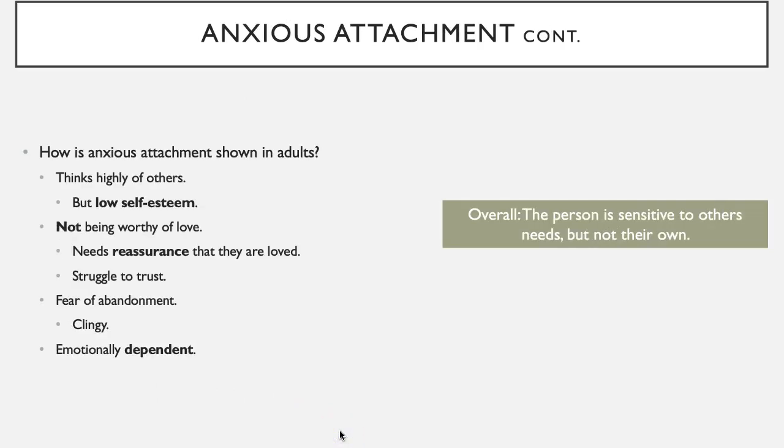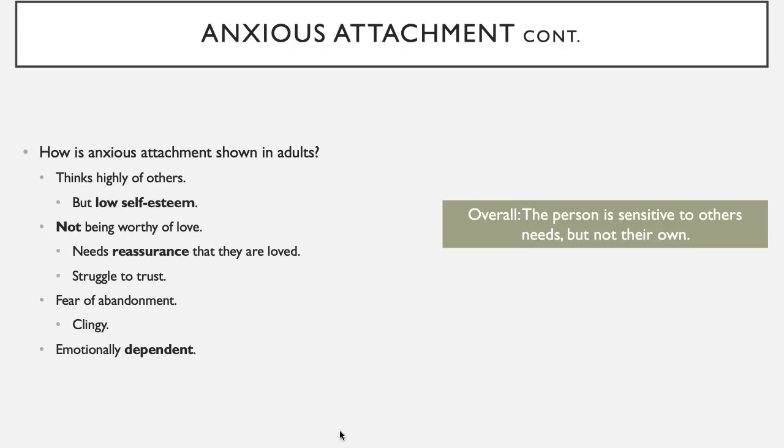How is it shown in adults? Basically, these people think highly of other people, but they have such a low self-esteem that they're not good with them just being by themselves. Basically, they think they're not worthy of love. They usually need a lot of reassurance that they're loved, and they usually struggle to trust other people. They usually have a fear of abandonment. They are clingy or desperate, and they're emotionally dependent on other people, or it's almost like they're incapable of being alone.